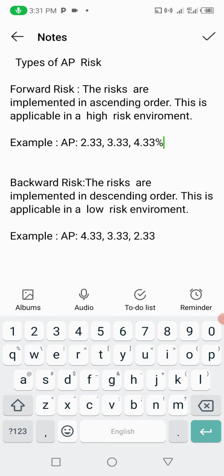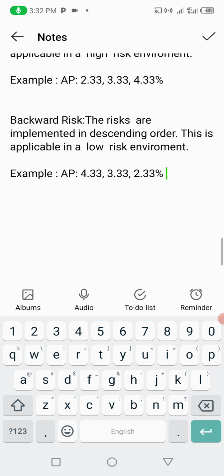Backward risk. These risks are implemented in descending order. That is just the opposite of forward risk. This is applicable in a low risk environment. An example is 4.33, 3.33, 2.33%. If you have a signal that you believe is less risky, you can start with this. I think you can apply the AP backward risk method.